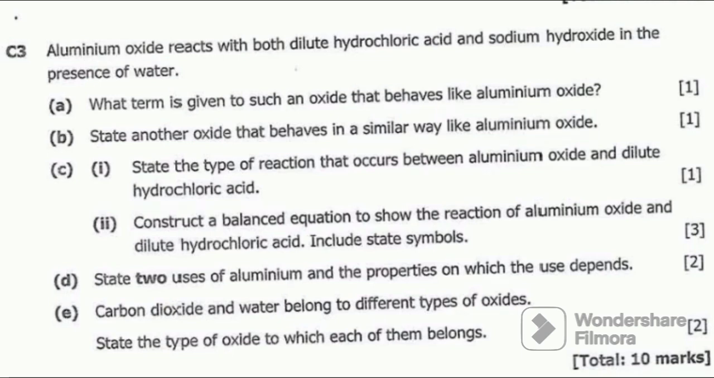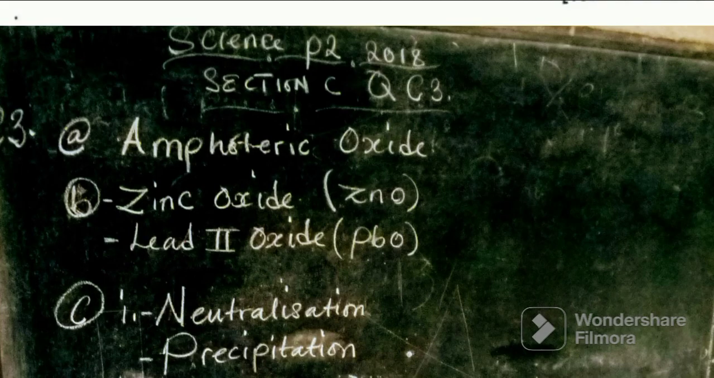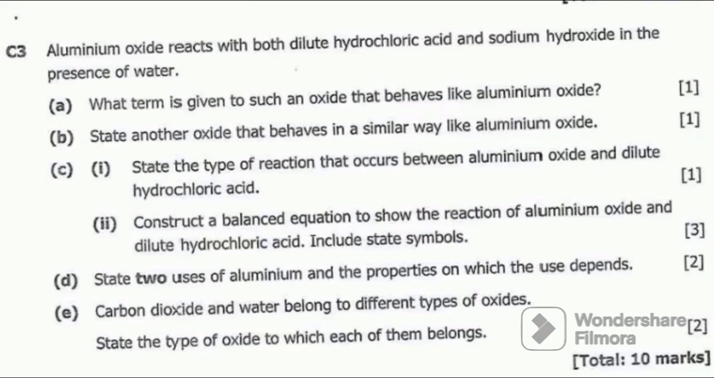The name of the reaction is neutralization reaction, or you can call it precipitation. That's the name of the reaction. In a neutralization reaction, water is also produced. You can observe that at the end there is water.